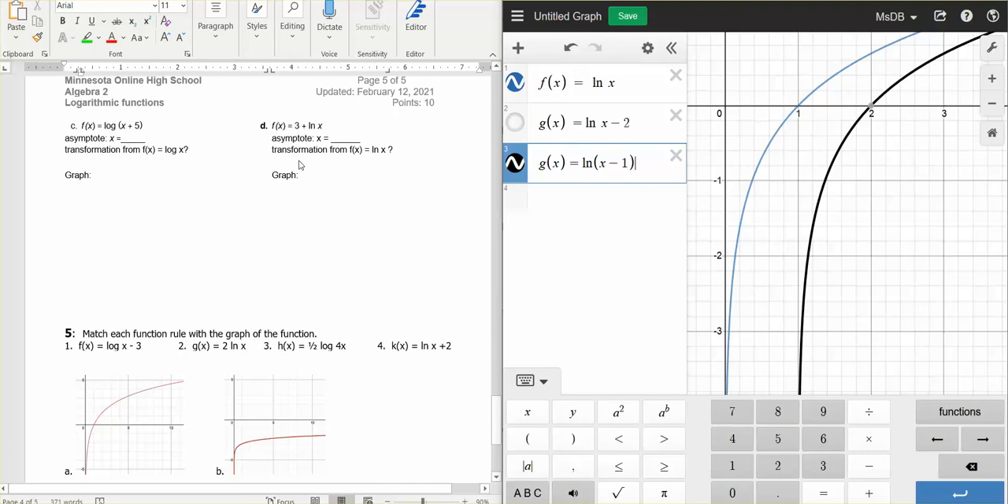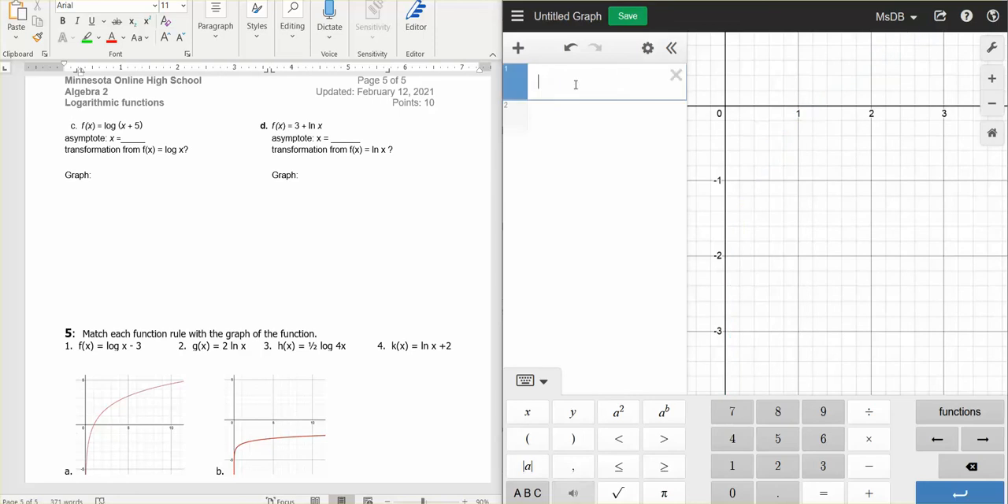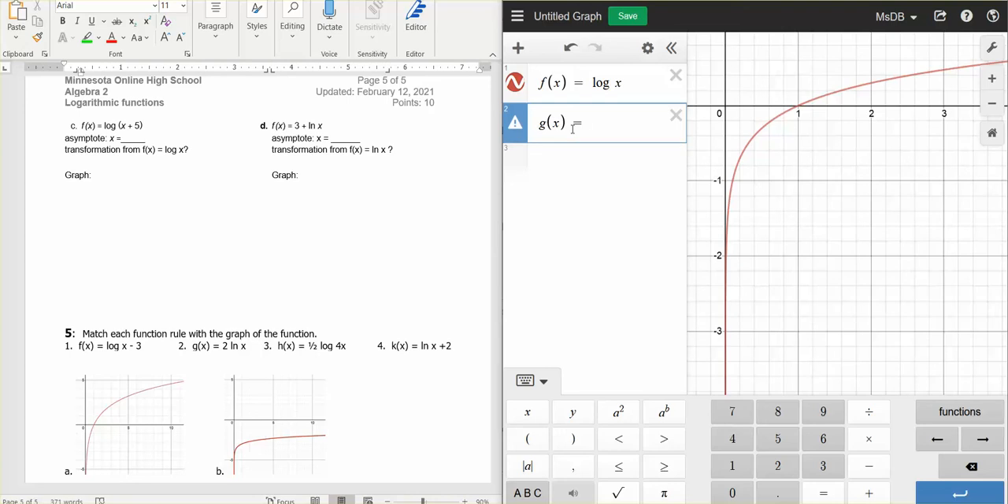And then in C and D, it's very, very similar. Actually, D is also using a natural log. C is using a different parent function, the common log, which is log instead of ln. I'll put in the parent function first, log of x, and then I'll put in this equation. I'm switching the f of x and the g of x, it doesn't matter. And this is log of, and then we need the parentheses, x plus 5.